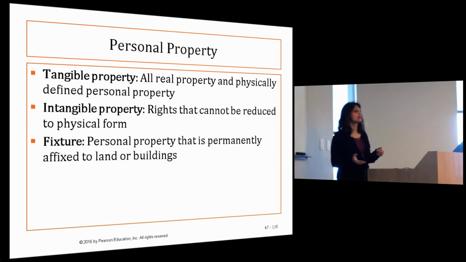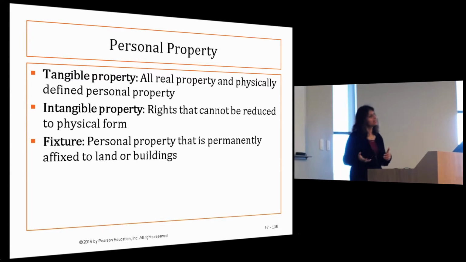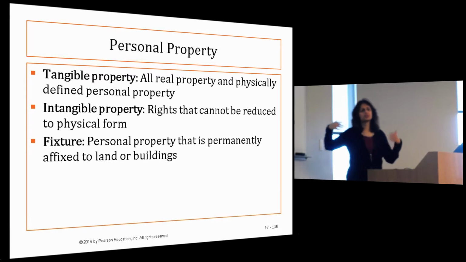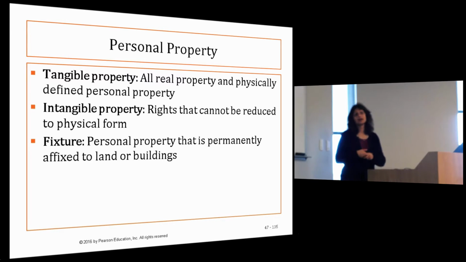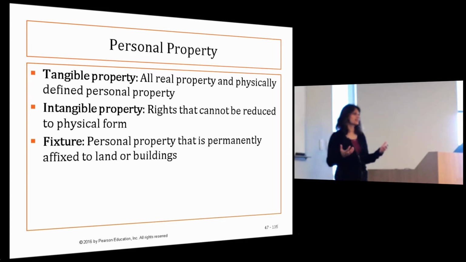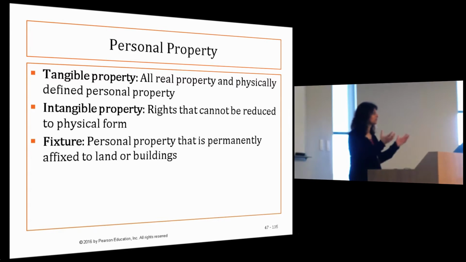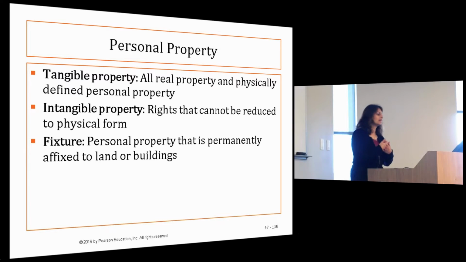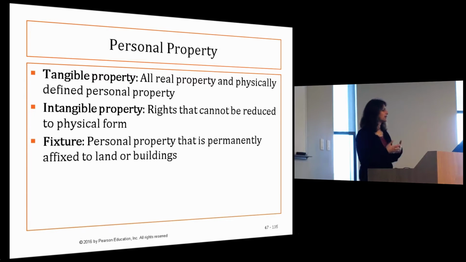It can be both tangible and intangible property. Tangible are things you can touch and feel. Intangible, from a business perspective, are property you may not be able to touch and feel, that can't be reduced to a physical form. Intellectual property, for example, is an important piece of intangible personal property that has a lot of value.